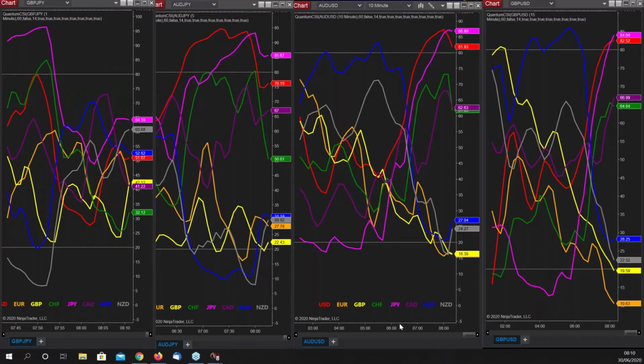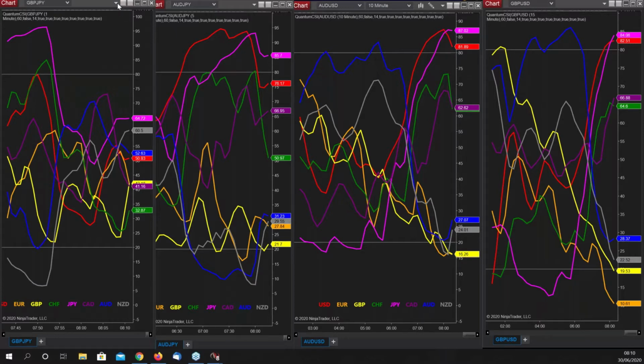Because since about that time, we've had very strong buying of the US dollar, and we've also had strong buying of the Japanese yen, this magenta line. The red line is the dollar, and that has been counterbalanced by very strong selling of the Aussie dollar. It rose overnight, but since then we've seen it selling off very strongly, the blue line. And equally, you've got it over here.